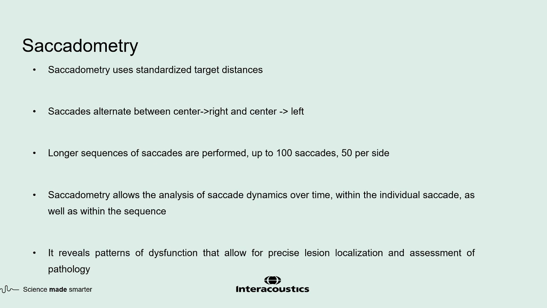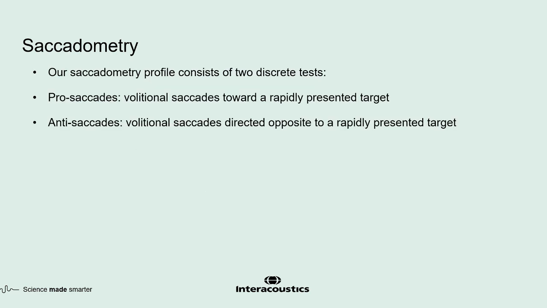Now, saccadometry allows the analysis not only of latency and velocity and things like that, but allows us to see saccade dynamics over time within the individual saccade as well as within the sequence of saccades. And that allows us to reveal patterns of dysfunction that allow for very precise lesion localization and assessment of pathology. Now, our saccadometry profile consists of two discrete tests. We look at pro-saccades, which are volitional saccades towards a rapidly presented target. And then we look at anti-saccades, which are volitional saccades directed opposite to a rapidly presented target.